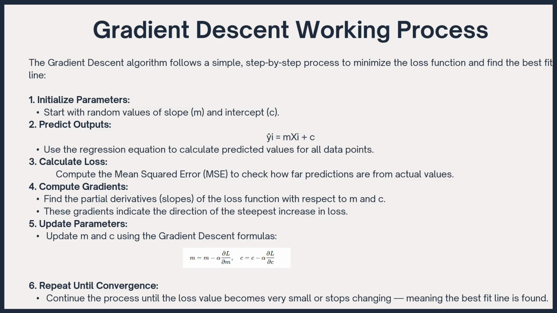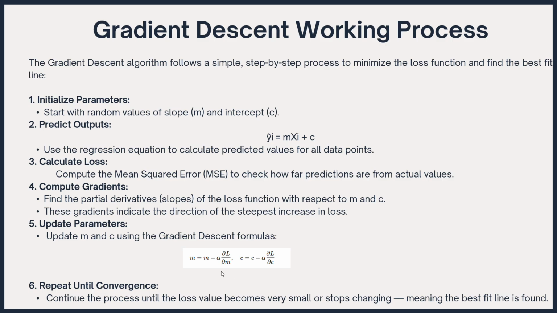Fourth, compute gradients. This tells us the direction in which the loss increases with respect to M and C. Fifth, update parameters. Update M and C using gradient descent formulas. This is the formula.